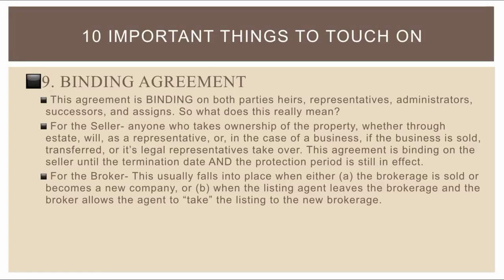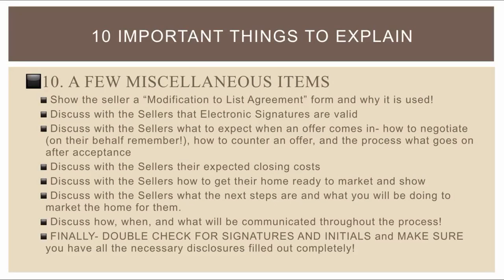For the broker, this usually falls into place when either A, the brokerage is sold or becomes a new company, or B, when the listing agent leaves the brokerage and the broker allows the agent to take the listing to the new brokerage. Last section, a few miscellaneous items. Show the seller a modification to list agreement form and why it is used. Discuss with the sellers that electronic signatures are valid. Discuss with the sellers what to expect when an offer comes in. How to negotiate on their behalf, remember, how to counter an offer, and the process that goes on after acceptance.